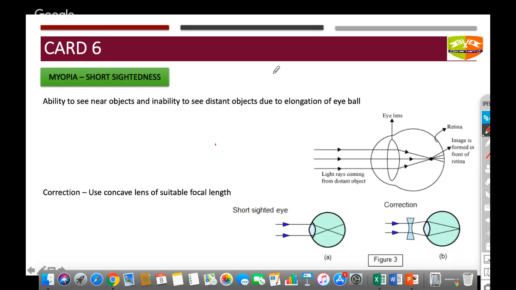How do I define myopia? Short-sightedness means ability to see near objects and inability to see distant objects. First of all, the name itself confuses many people. So always remember that short-sightedness means at short distance you can see, and at long distance you cannot see. So short-sightedness means ability to see near objects and inability to see distant objects.